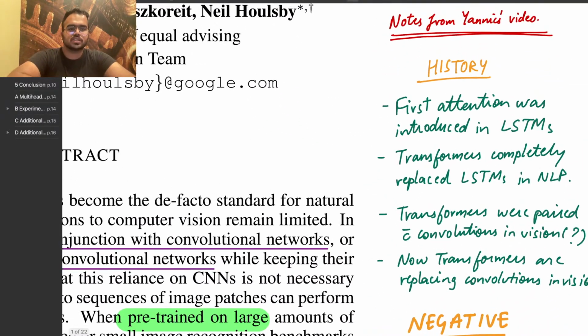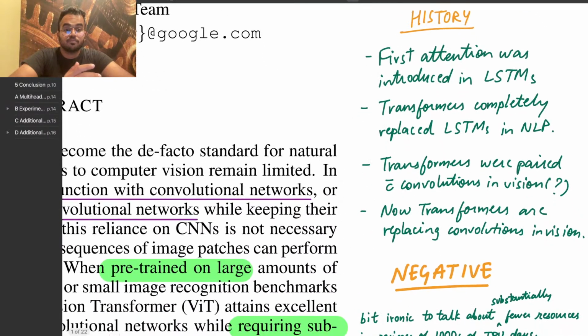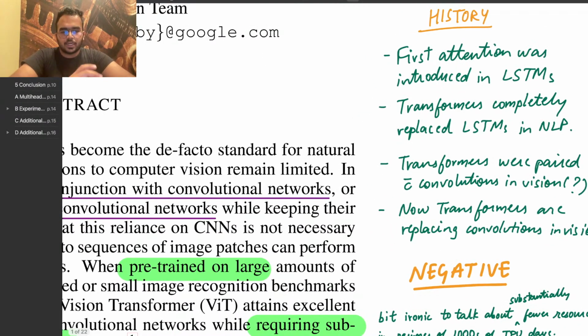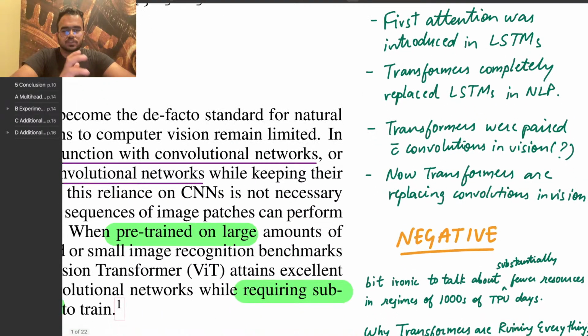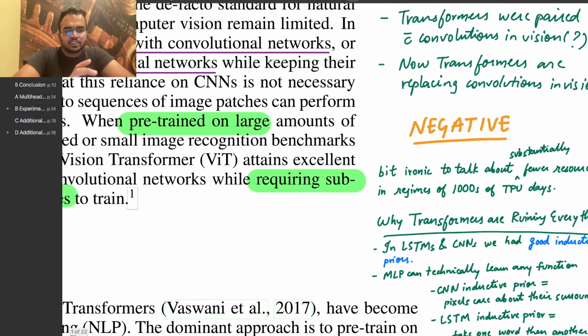So it's like history: first, attention was introduced in LSTMs. Transformers then completely replaced LSTMs in NLP. Transformers were paired with convolutions in vision, and now transformers are replacing convolutions in vision completely. As you can see, it is dominating all the results that we are looking at. It's a bit ironic to talk about substantially fewer resources in regimes of thousands of TPU days.